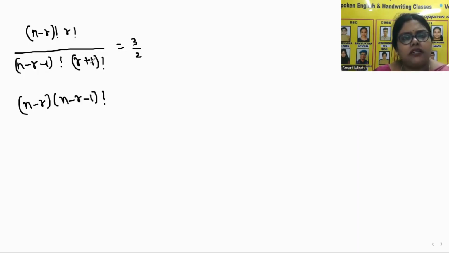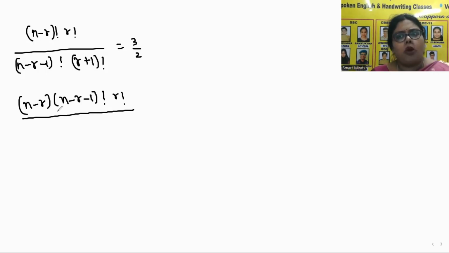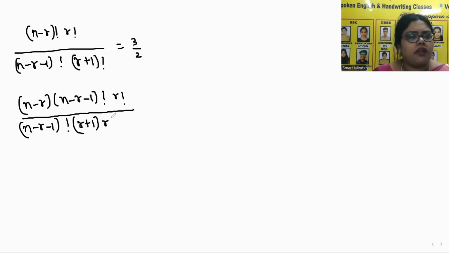R plus 1 is greater. So we write r factorial as it is. The smaller number we write as it is, the bigger number we reduce. So n minus r minus 1 factorial, and r plus 1 we have to reduce till r. So r plus 1 into r factorial. Why have we done it like this? Because we need to cancel factorial and factorial. R factorial cancels, this factorial cancels.